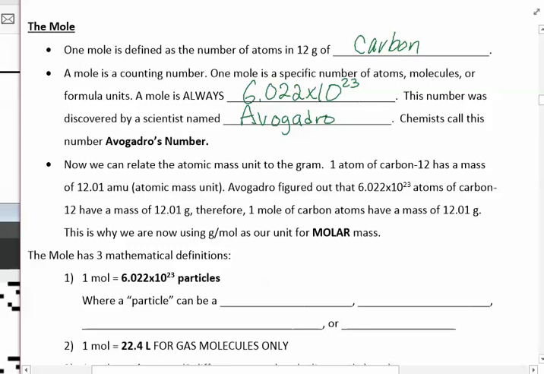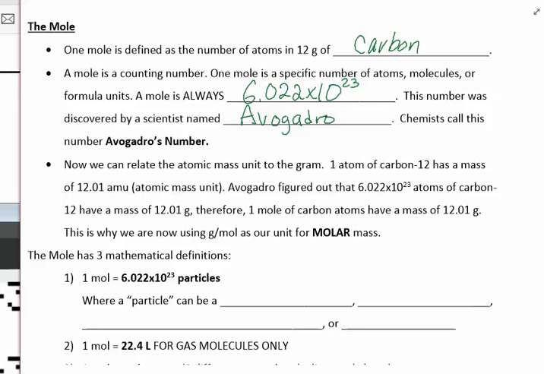So if you think of one atom of carbon-12, it would have a mass of 12.01 AMU. Avogadro was the first to figure out this relationship. So 1 mole of carbon atoms, so if you had 6.022 times 10 to the 23rd carbon atoms, they would have a mass of 12.01 grams. This is why we are now using the unit grams per mole as our unit for molar mass.